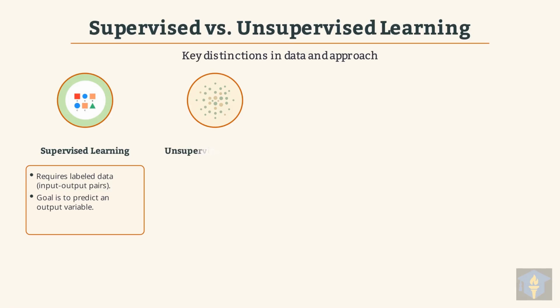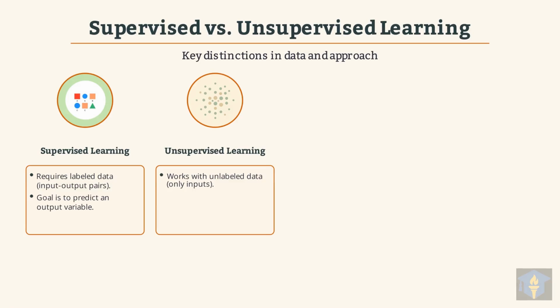Now, let's turn our attention to unsupervised learning, which takes a different approach to data analysis. Unlike supervised learning, it works with unlabeled data, meaning only inputs are provided without any predefined outputs. The main objective is to discover hidden patterns, underlying structures, or relationships within the data itself.